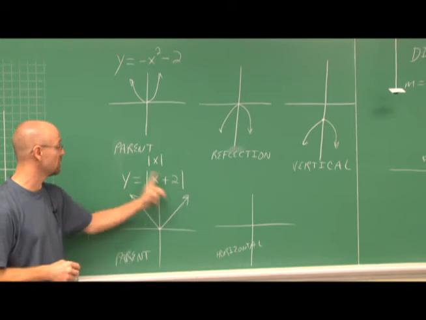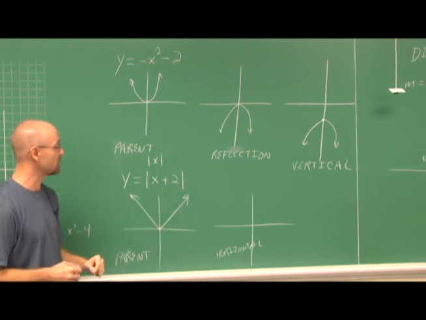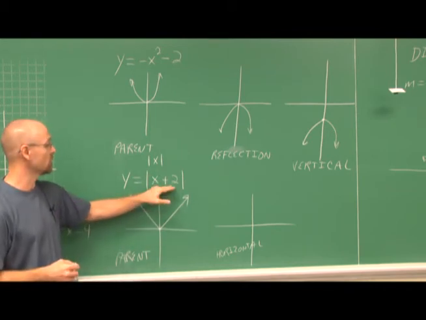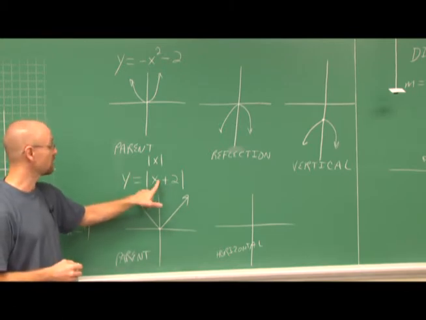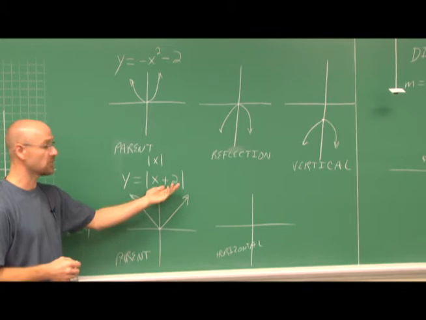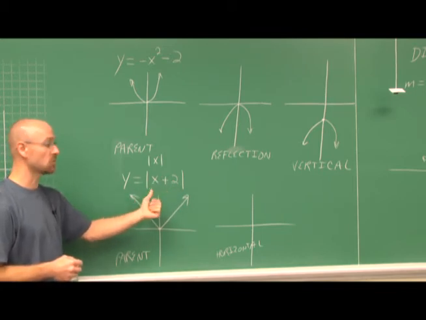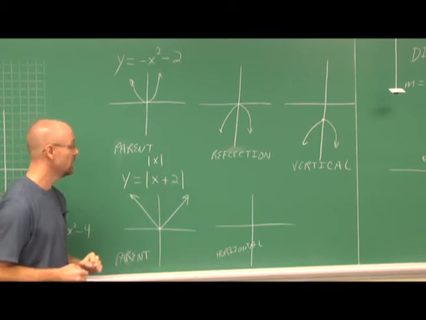But because it's in these grouping symbols, in this case absolute values, this is a horizontal shift. And we have to remember, it's always the opposite of what we see here. It's x minus h. Well, in order to have a plus 2, h would be negative 2. So I'm going to shift it horizontally to the left.